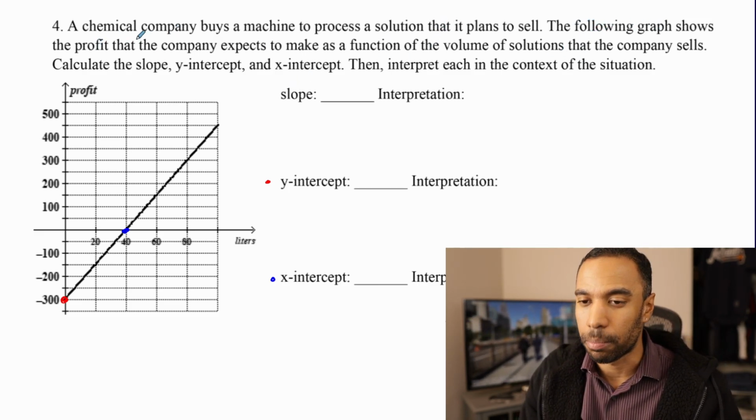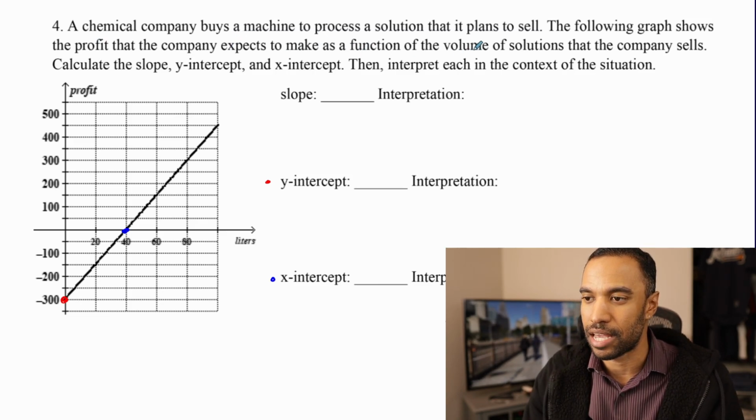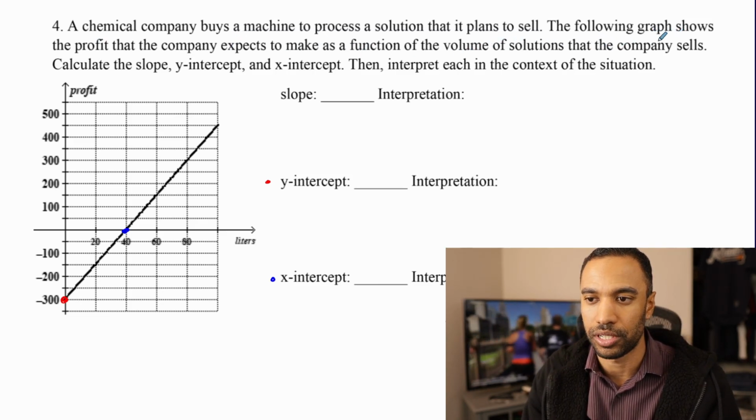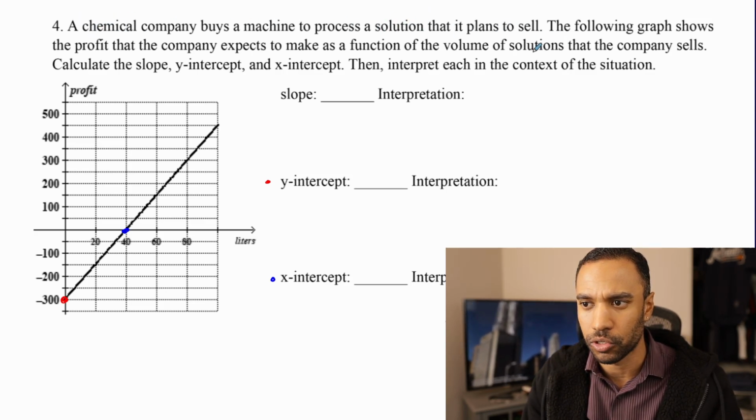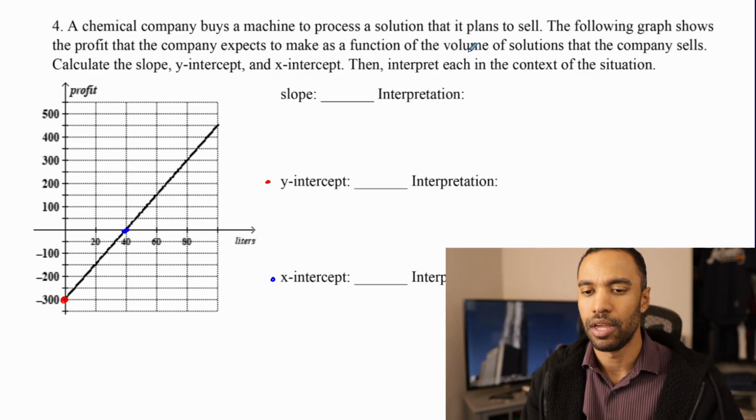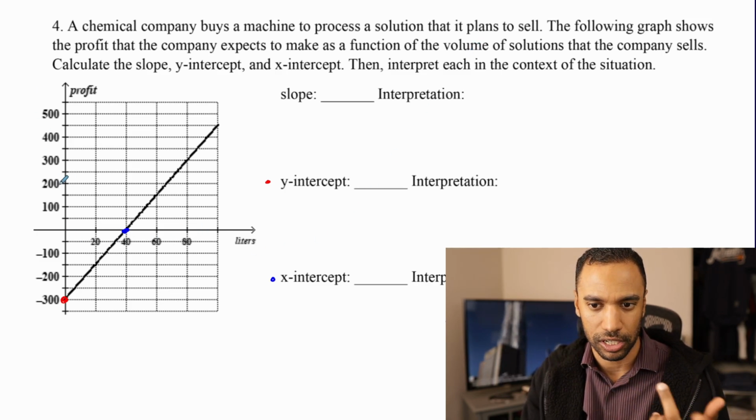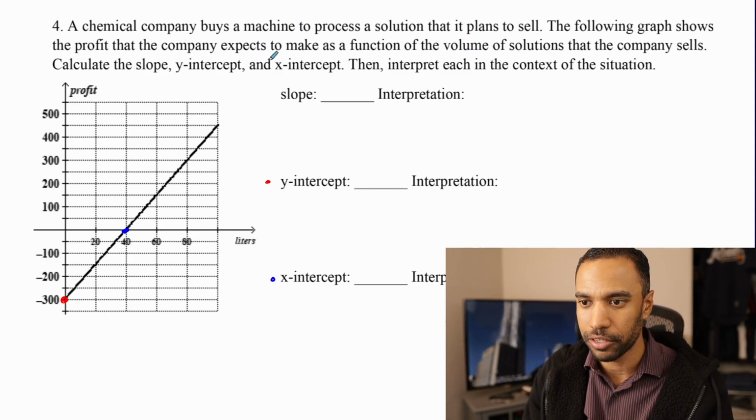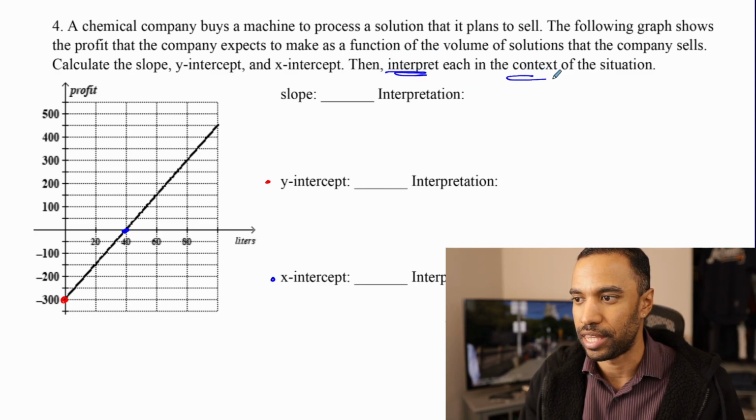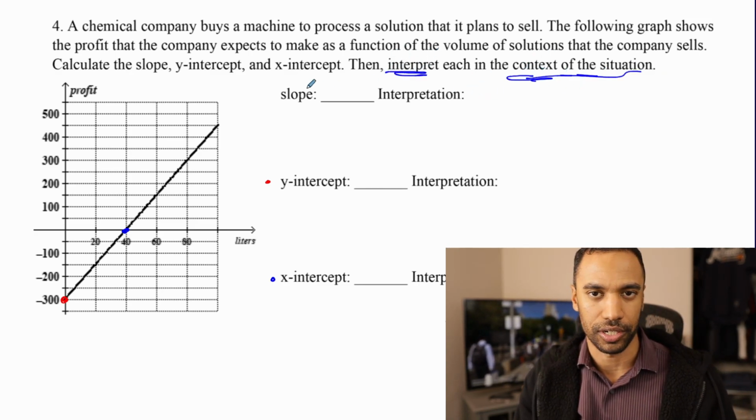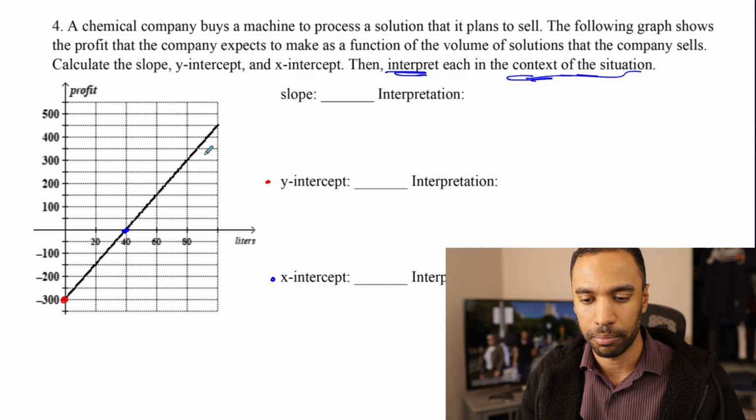The following graph shows the profit that the company expects to make as a function of the volume of solution that the company sells. So it's processing some sort of chemical solution here. It comes in volume. Based on the volume that it sells, it expects profit. Calculate the slope, y-intercept, and x-intercept. Then interpret each in the context of the situation. Fantastic. I am more than pleased to do so.